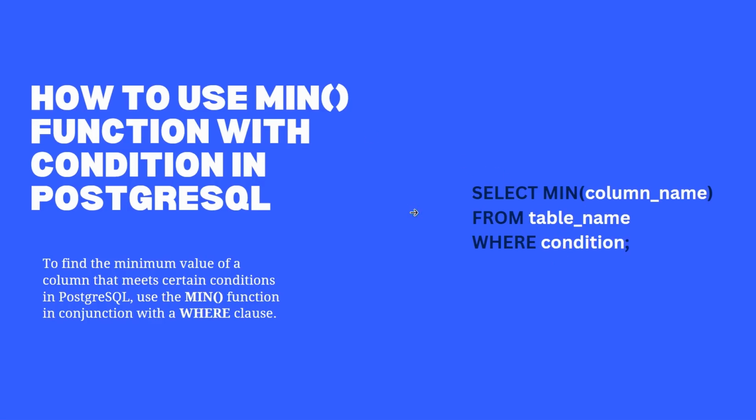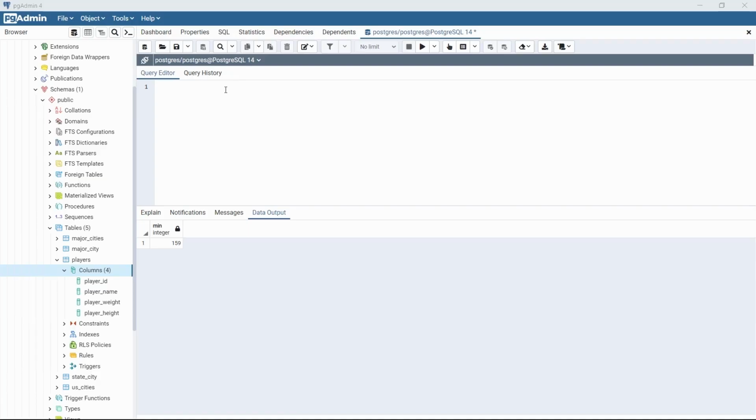So let's understand with an example how we can find the minimum value by applying some condition using a where clause. Let's find the minimum height of a player, where the height of the player should be less than 160. So write this query: select the minimum function. Within the minimum function specify the column name player height, then from the players table. After that specify the where clause to filter the height according to the condition: player height should be less than 160, and execute. As you can see, the minimum player height is 159. So this is how to use the min function with a where clause in PostgreSQL.